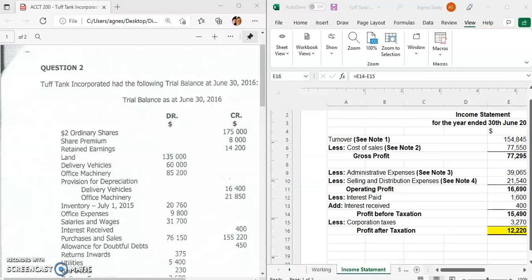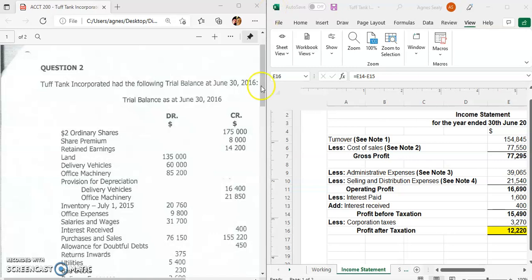We would have taken some time to look at the topic of published accounts for companies. And we had this example question called Tuff Incorporated, where we demonstrated how to prepare the income statement in a format that is suitable for publication. So now that we have completed our income statement, we are going to take a look at how to prepare a statement of financial position and a statement of changes in equity.